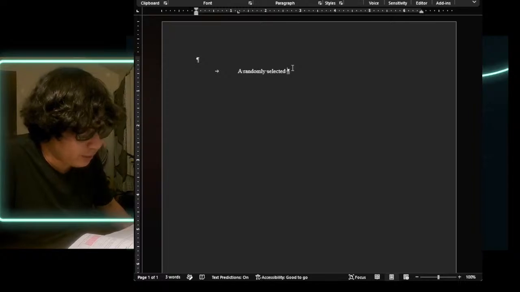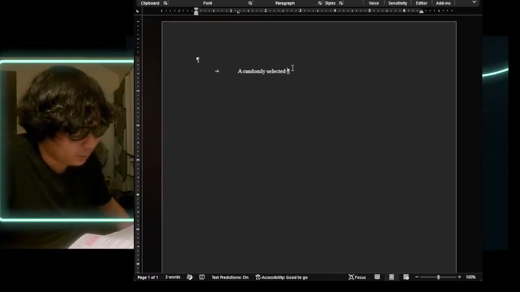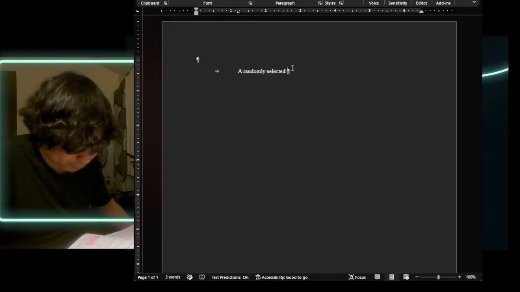The probability of randomly selecting a passenger with a waiting time greater than 2 minutes is 0.6. Okay.